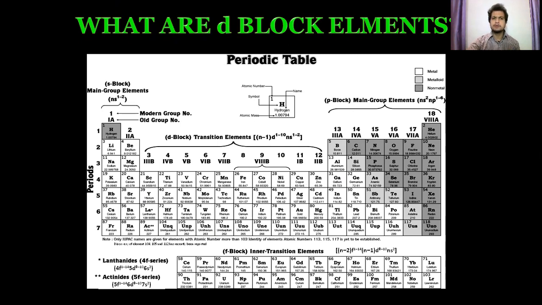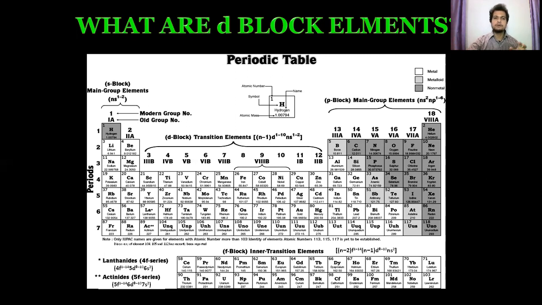Why do we call them d block elements? Remember that the last electron in this block, which is situated in between the s and the p block, goes into the d subshell. Similarly, why do we call it s block? Because the last electron goes to the s subshell. And whenever we talk about p block elements, the last electron goes to the p subshell, and similarly in the f block also. So whenever we talk about d block elements, the last electron goes into the d subshell. That's why we call them d block elements.